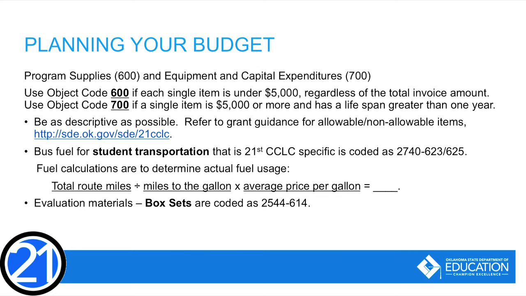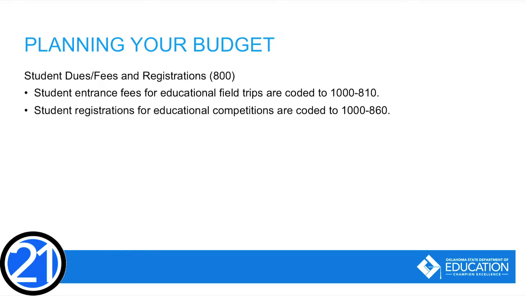Box sets are coded as 2544-614. Student entrance fees or registrations are coded both to 1,800. Please note the difference in bold codes of 810 and 860.